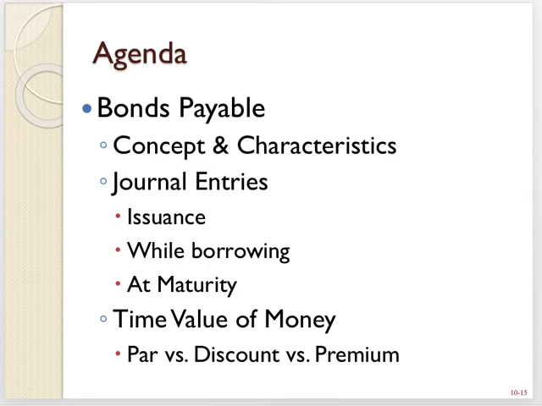All right, welcome back to part two of my lecture on bonds payable. Where we left off on the last lecture, we were talking about journal entries, and we had gotten through the journal entry to record the issuance of the bond, or the initial part of the loan. And now we are going to move on to the next phase of the loan, which is the journal entries we record while we're borrowing the money, so during the bond period.